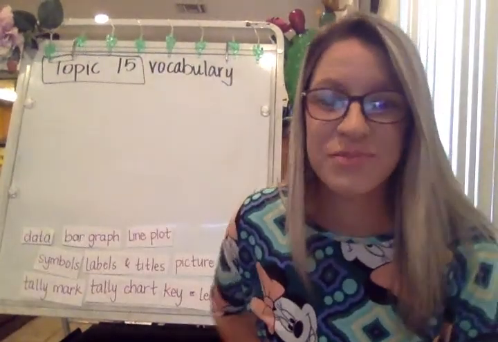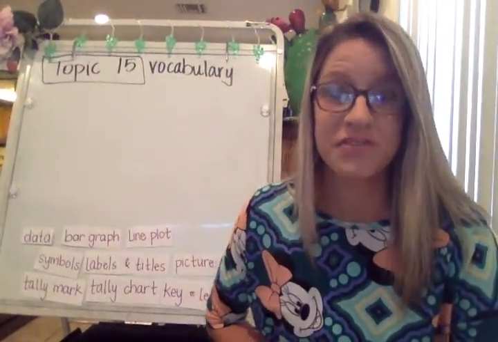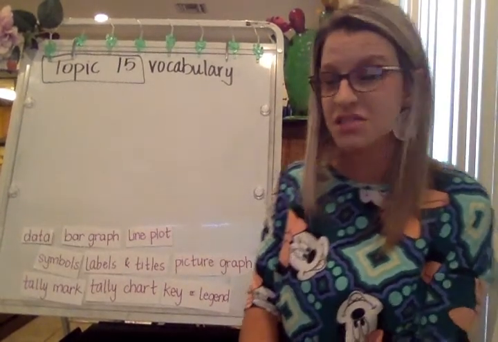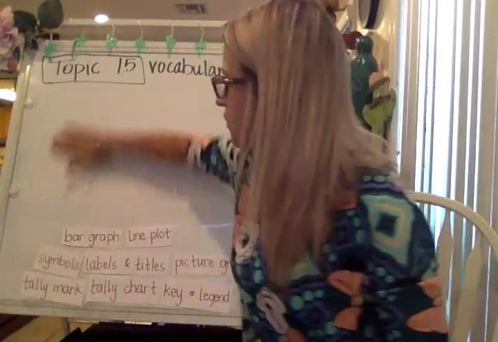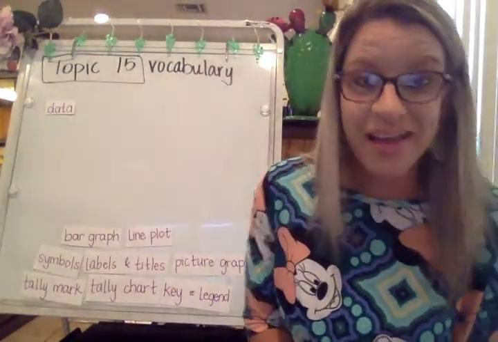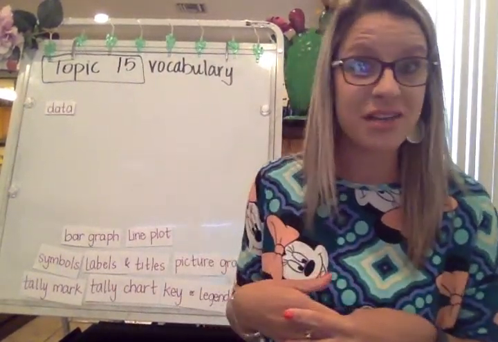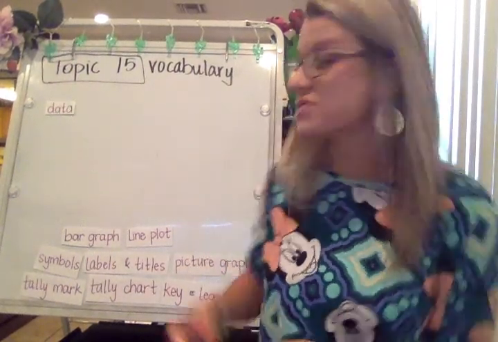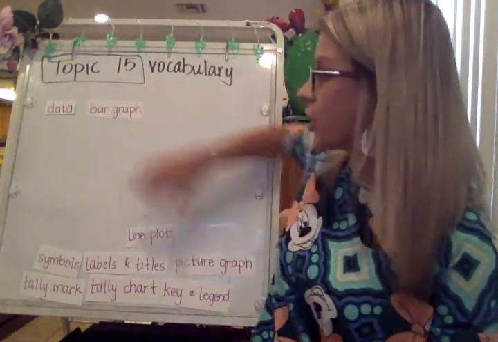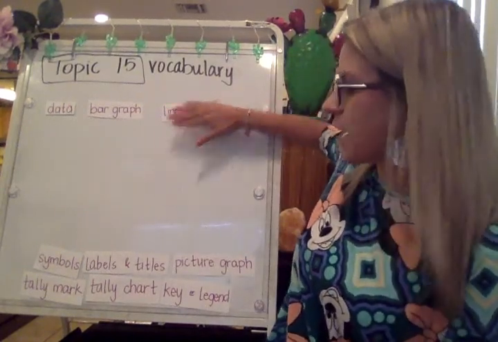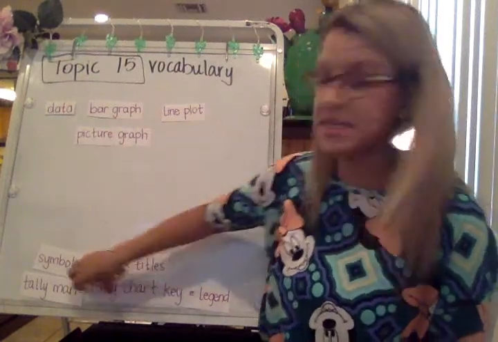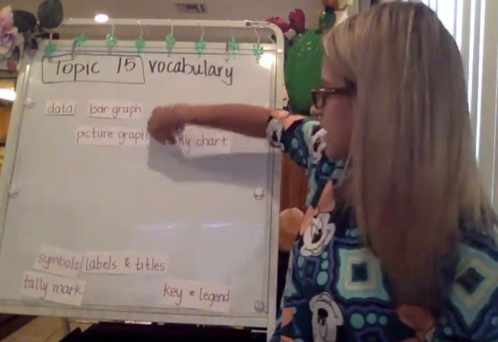Hi, good morning. Today we're going to be talking about topic 15, and I'm going to be introducing some of the vocabulary terms that you're going to learn about during this chapter. The first thing that I want to talk about is data. Data is just information that you collect, and we're going to be using this data to make different types of graphs. So we'll learn about a bar graph, a line plot, and a picture graph. We'll also use tally marks in order to make a tally chart.